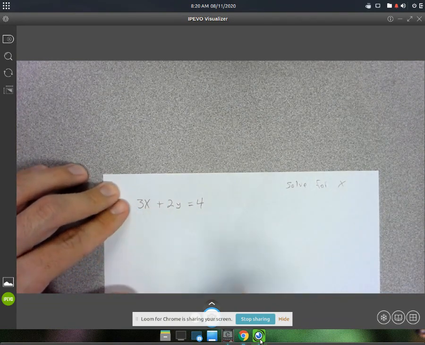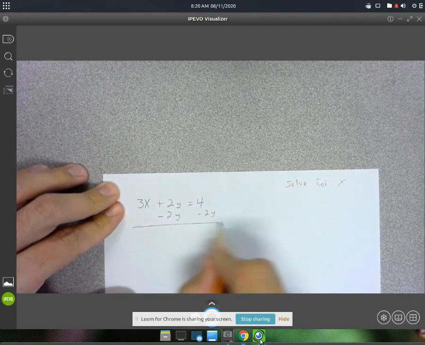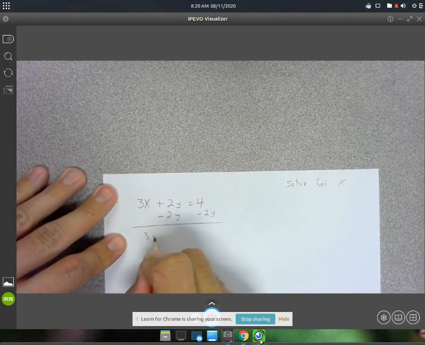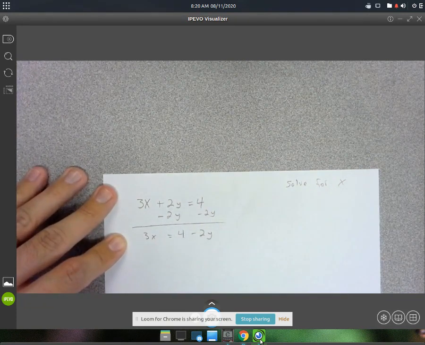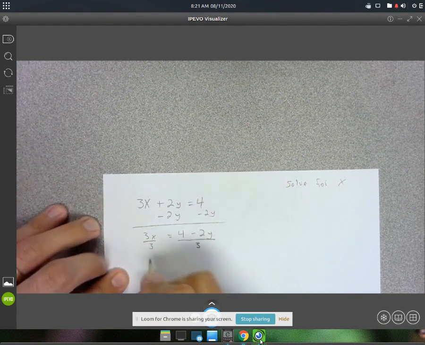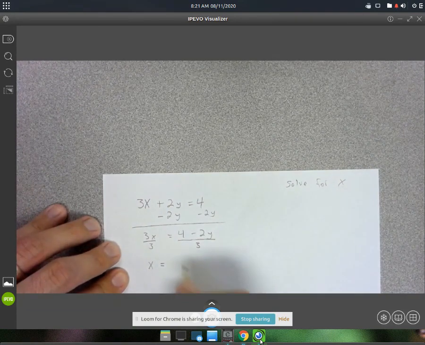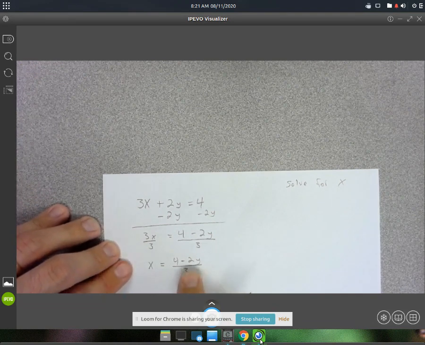So we need to get this by itself. So I'm going to subtract 2y from both sides, and that'll give us 3x equals 4 minus 2y. Then we're going to divide by 3. This is going to give us x equals (4 minus 2y) over 3. You couldn't combine the 4 and the 2y at all because they weren't like terms. And here, there's not really anything you can divide by 3, so this is probably as good as it gets.